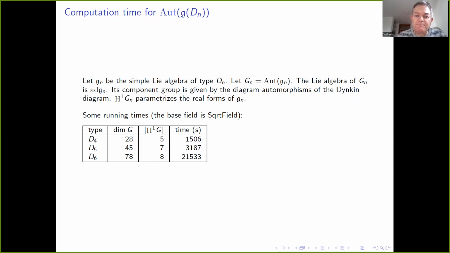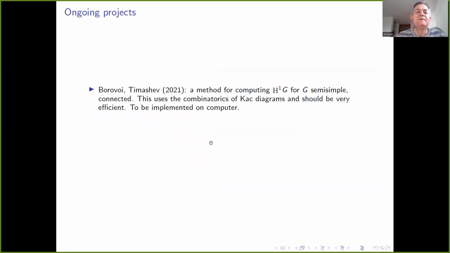Okay, to finish, some ongoing projects. Well, one ongoing project is to finish the paper that we're writing about this.